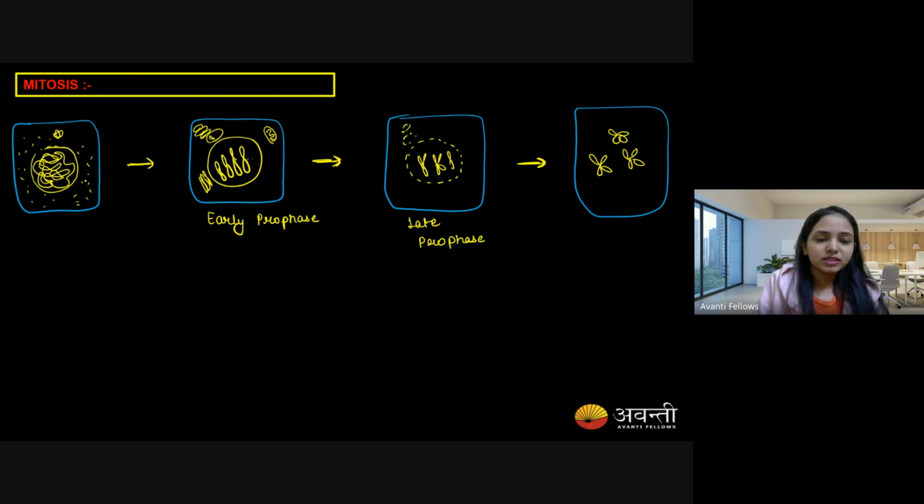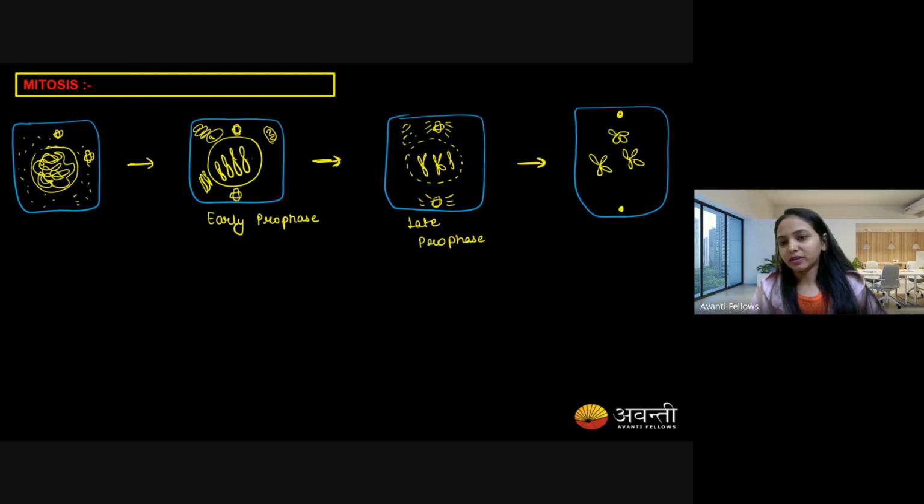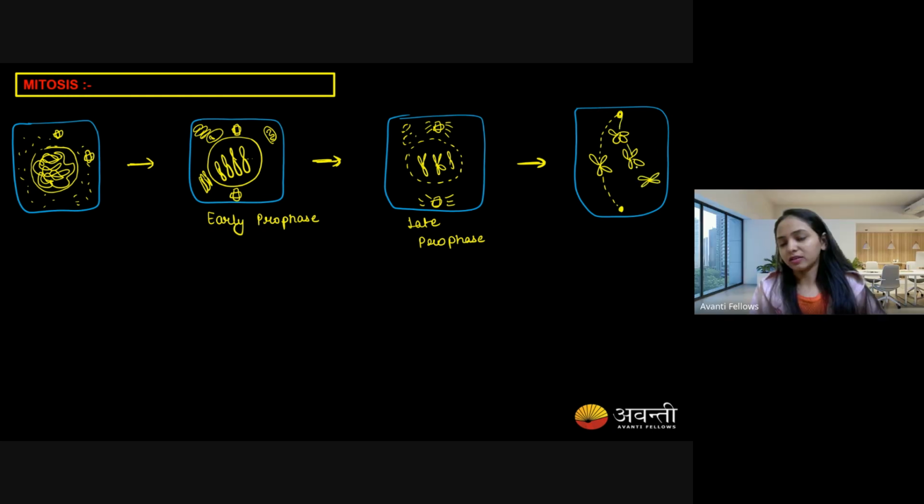Metaphase. Centriole also starts moving to opposite poles. Now we have centrioles on opposite poles. And they start forming spindle tubules, spindle fibers. And spindle fibers get attached to kinetochore. This is metaphase. ठीक है? And what will happen in late metaphase?